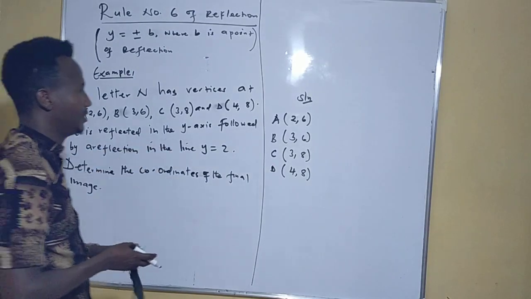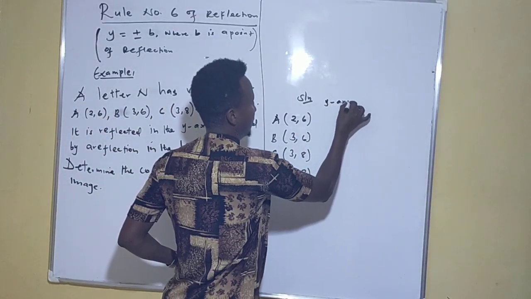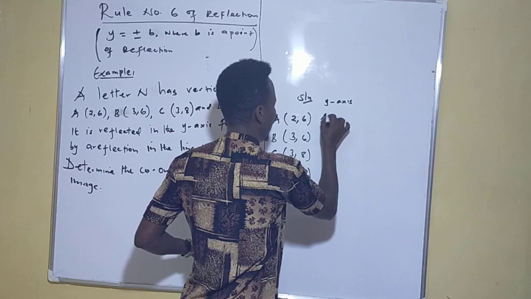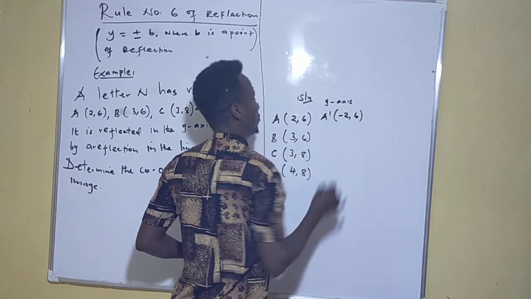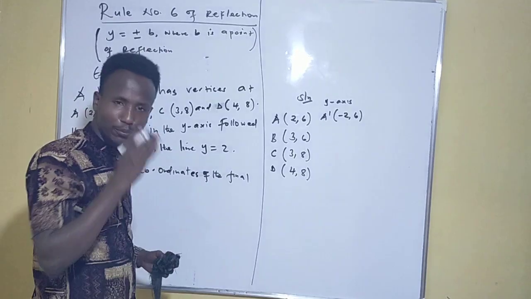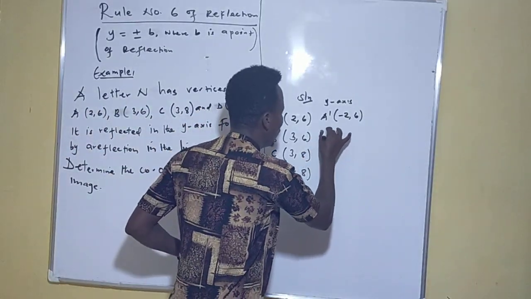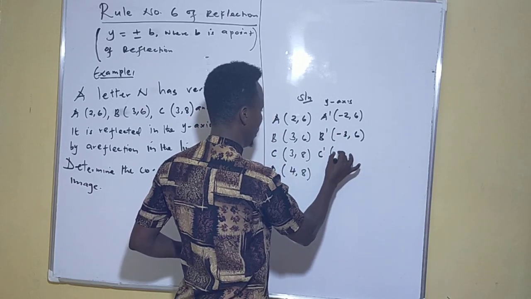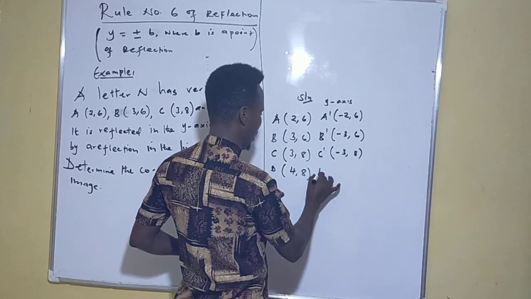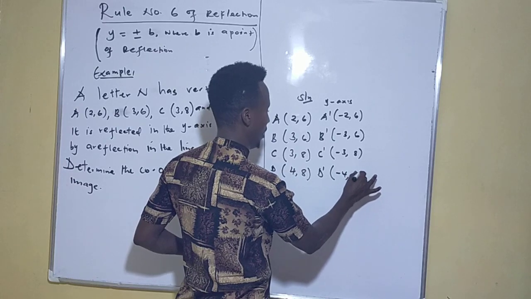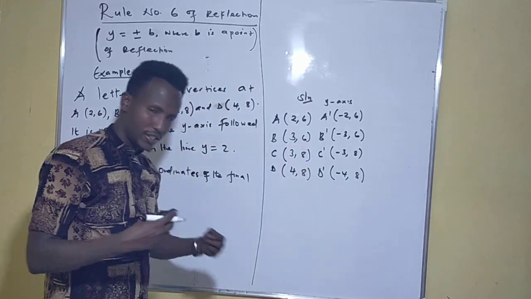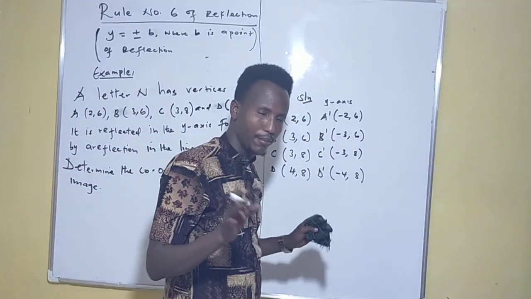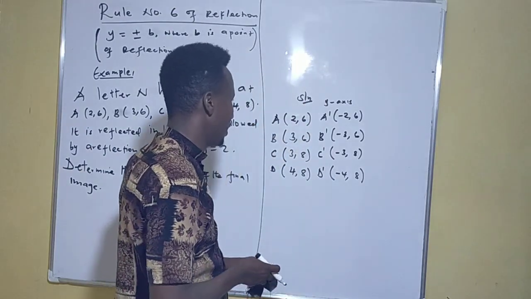It is reflected in the y-axis. Do you know what will happen? That's rule number 2. The x-coordinate will change the sign. So the first image will be A prime (-2, 6). Please understand, that's rule number 2. You must have read this. Then B prime will be (-3, 6), then C prime will be (-3, 8), then our D prime will be (-4, 8). So what's happening? If a point is reflected onto the y-axis, the x-coordinate of the point changes the sign, but y will remain the same. So we are giving negative values to the x-coordinates.